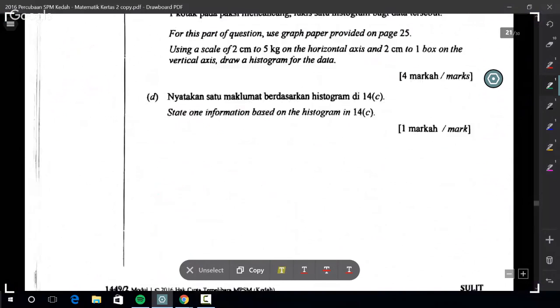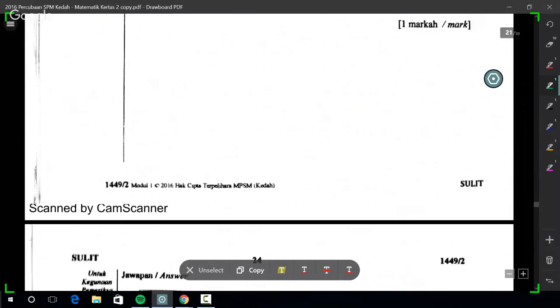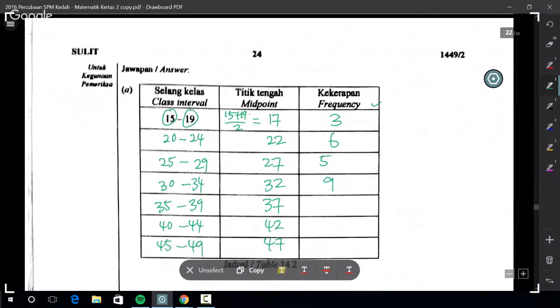And then 30 to 34. Cancel out. 30 to 34. Okay, so let's see. I don't have 1. We have 1, we have 2, we have 3. We have 4, 5, 6, 7, 8, 9. I hope I didn't miss out anything. I have 9 here.